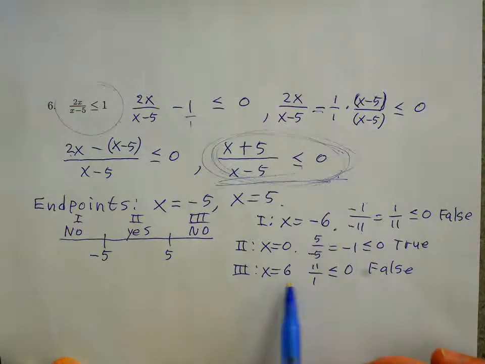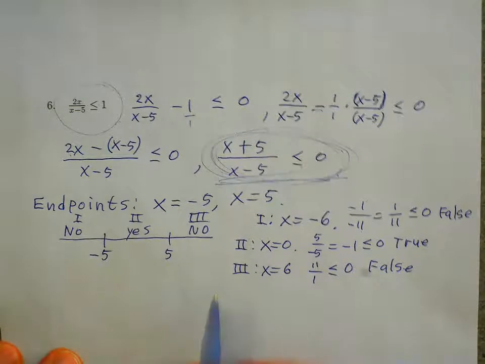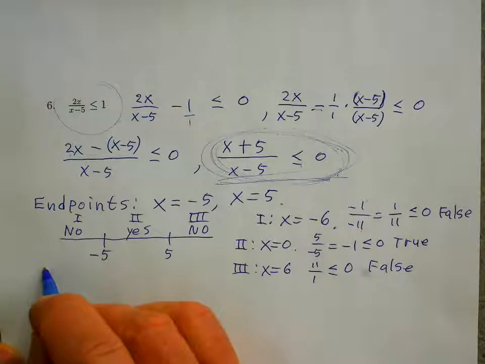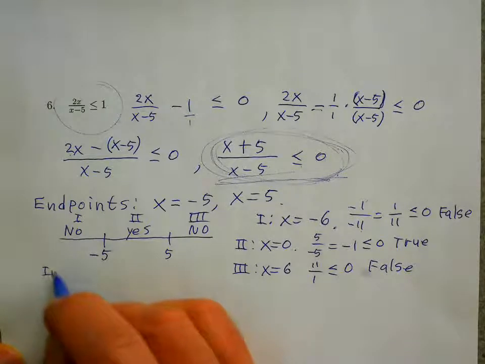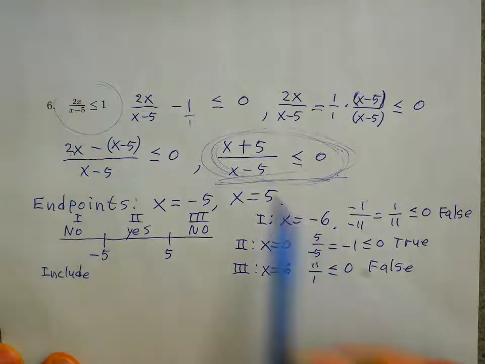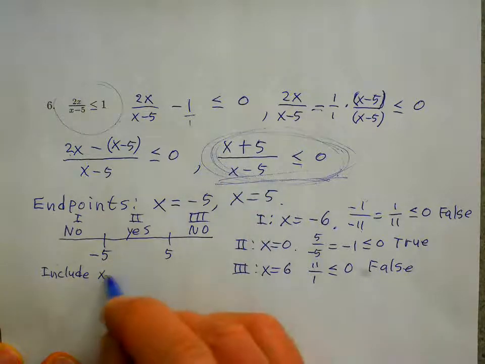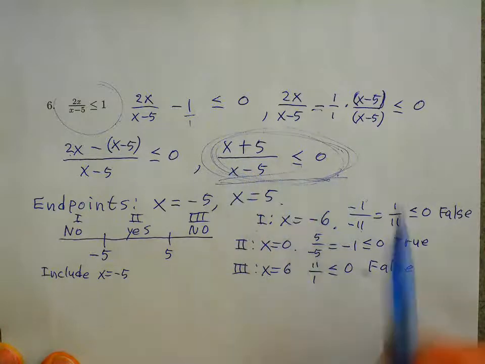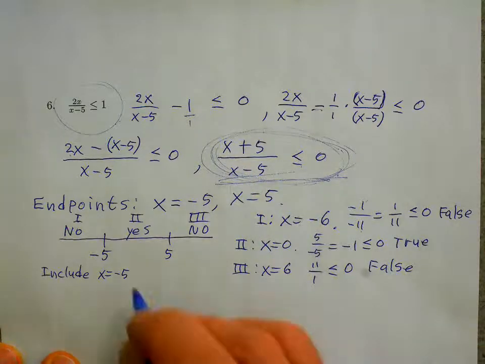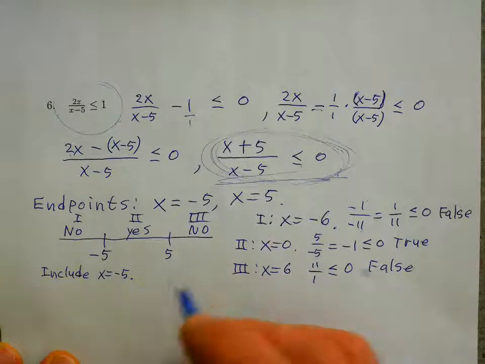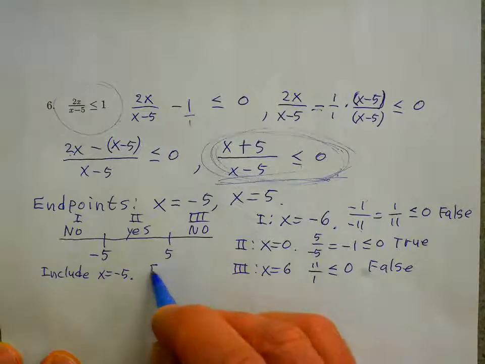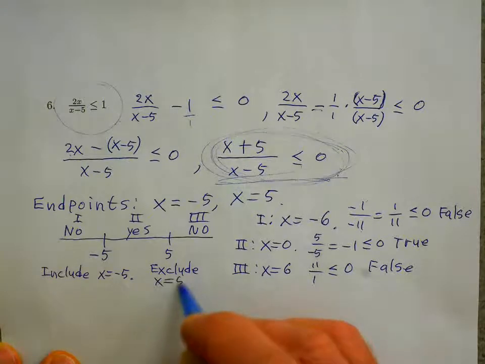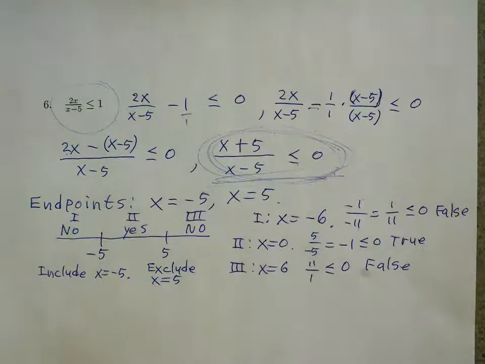Okay, the endpoints, one endpoint will be included, and the other one will be excluded. So we include negative 5. That's the one that makes the numerator 0. Numerators are permitted to be 0, but denominators are not. So we exclude 5 because that's the number that makes the denominator 0.